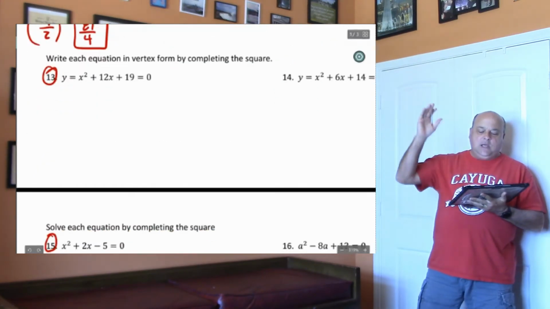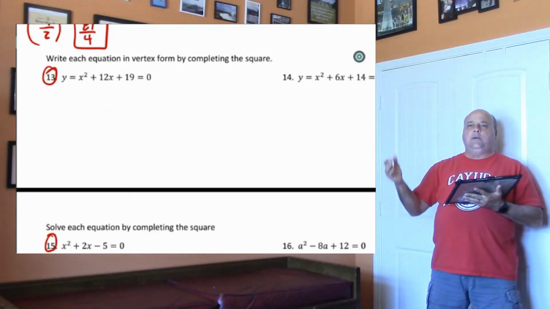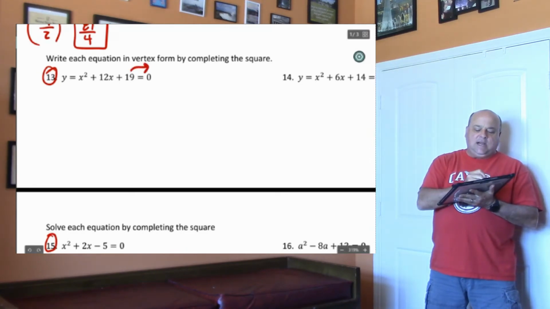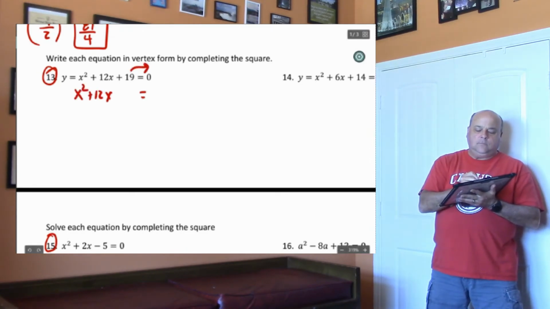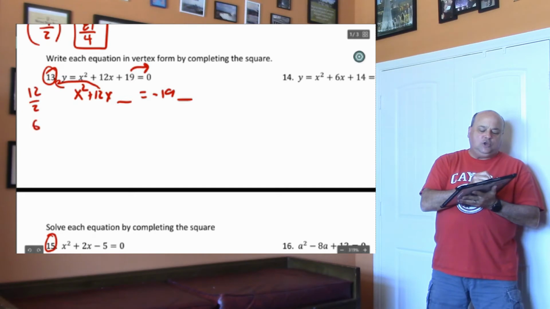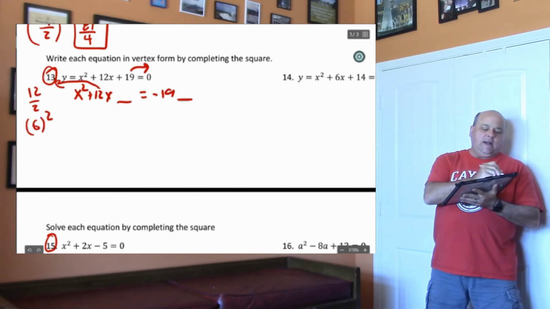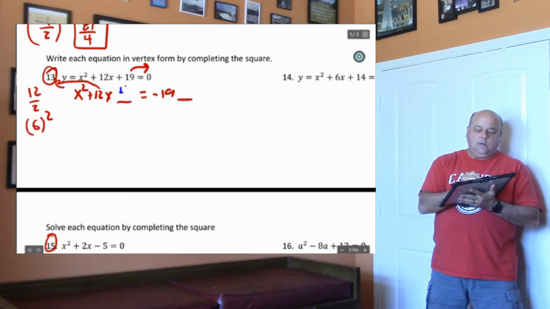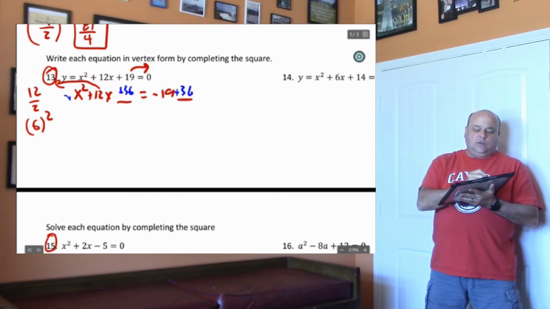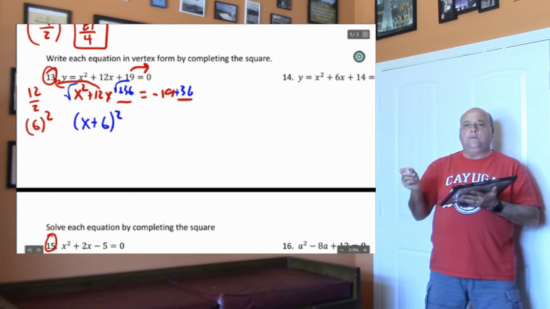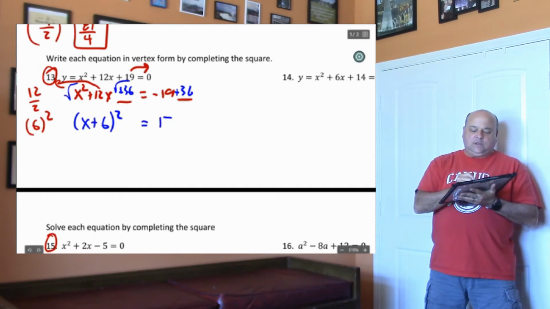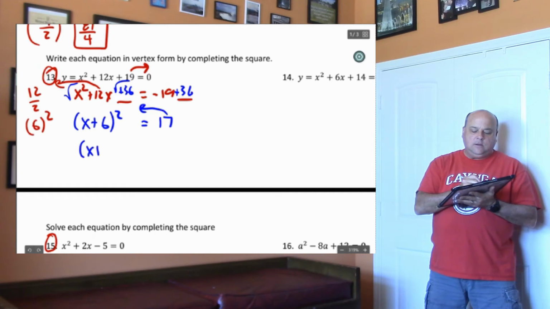So pretty simple stuff. Number 13, write each equation in vertex form by completing the square. So I'm going to take the 19 and move it over. Now then, draw blank and blank, and then I'm taking the 12, dividing it by 2, and squaring, right? So I would add 36 to both sides, wouldn't I? Now then I'm going to get, and then I factor this, right? So this turns into x plus 6 squared. And then this is going to be equal to 17, and move over the 17.